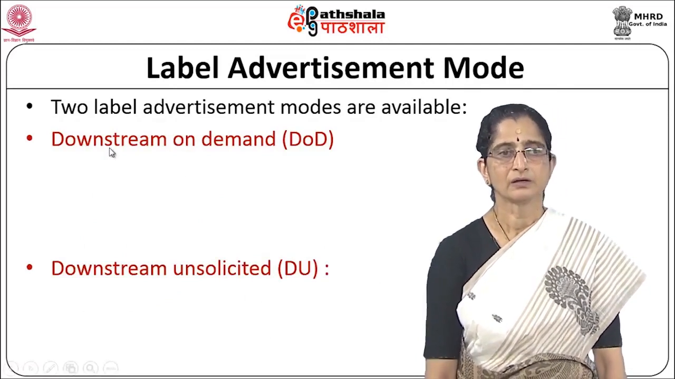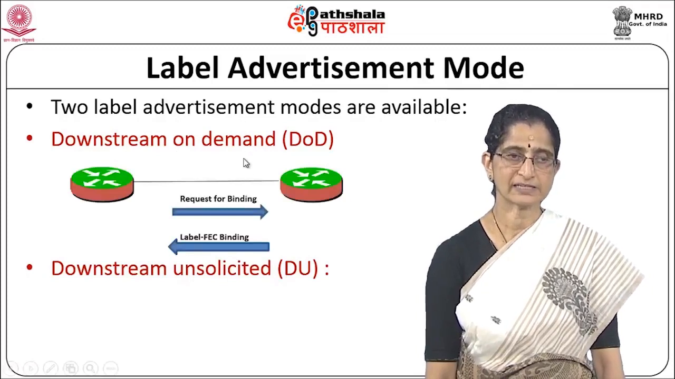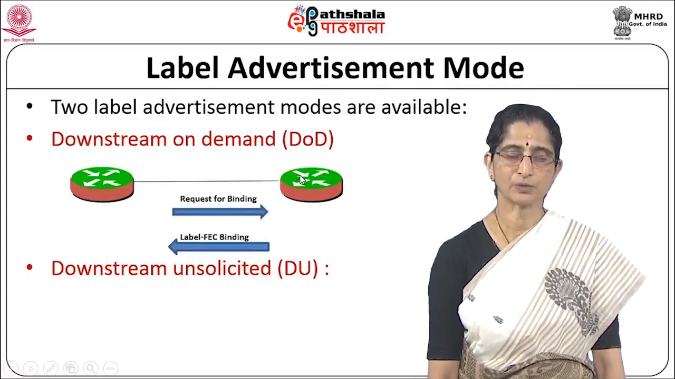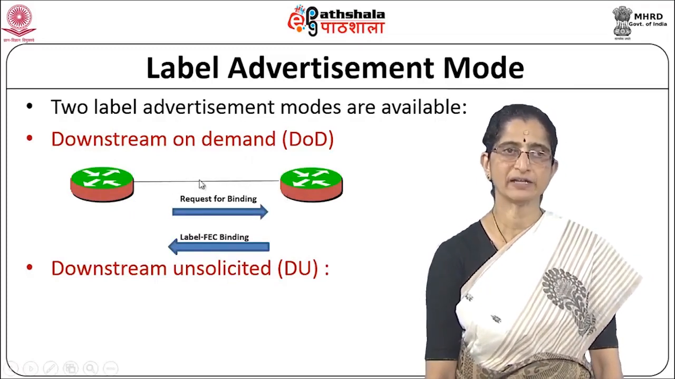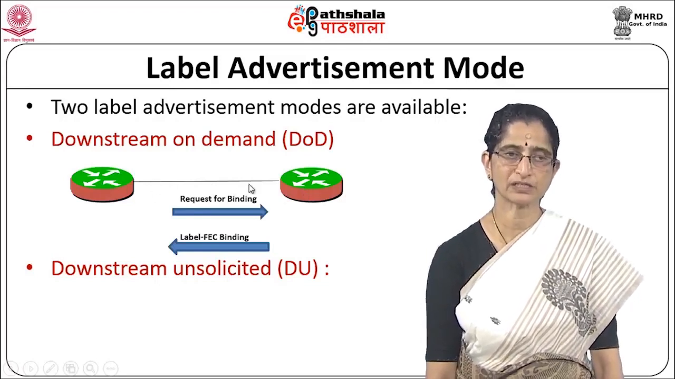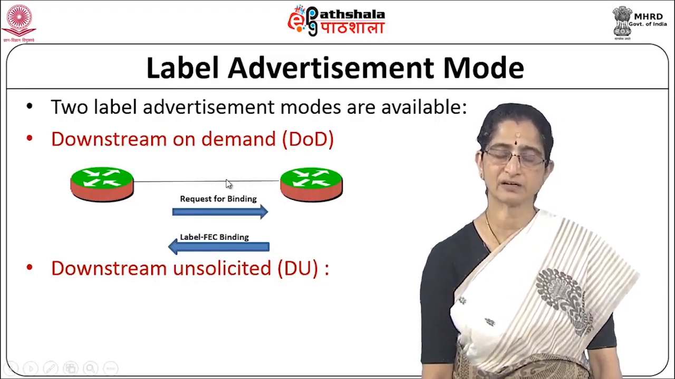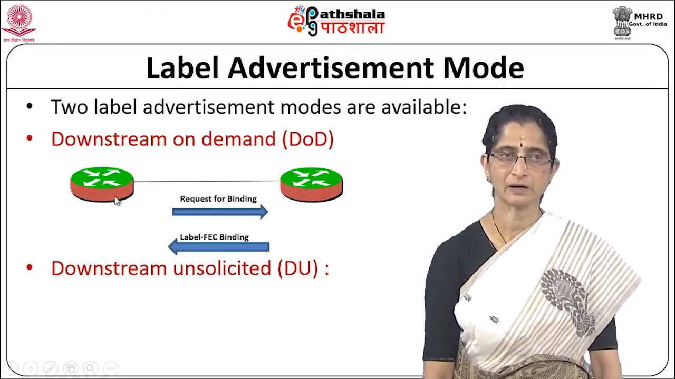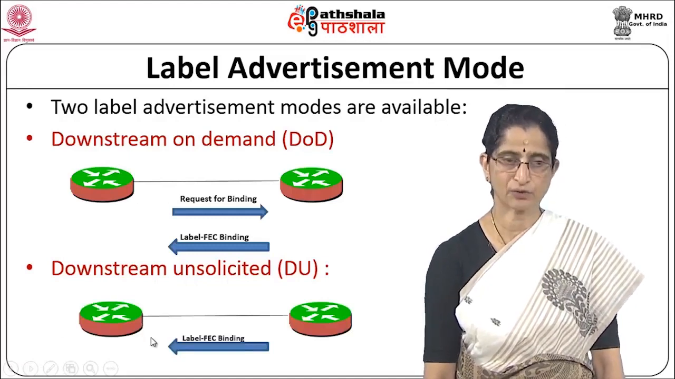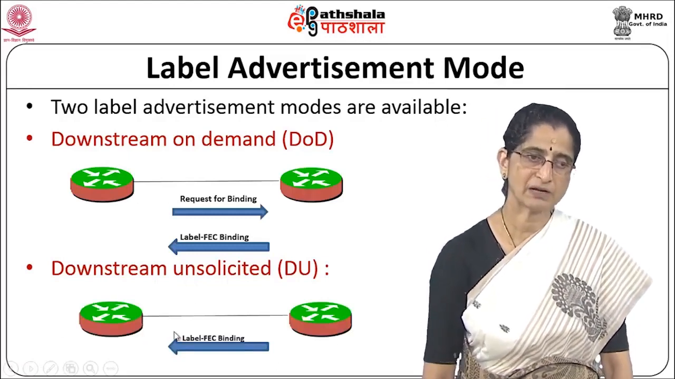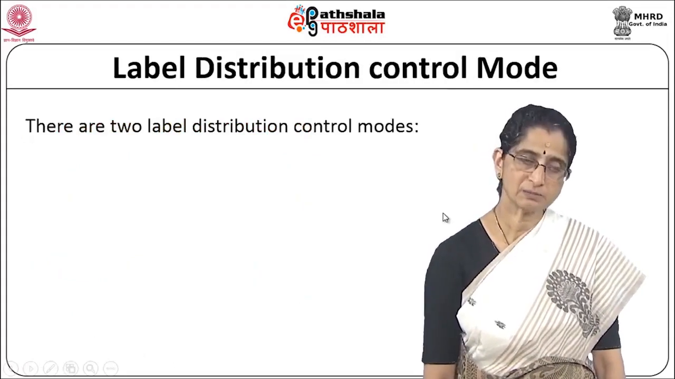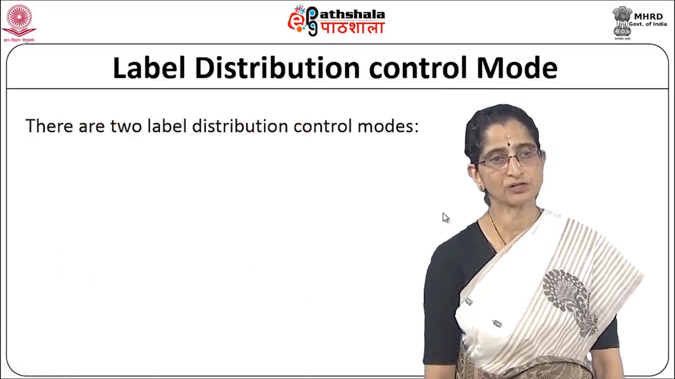Now what downstream on demand indicates is that when an upstream router receives a request for binding from a downstream router, then it will send the label FEC binding for it. Okay, that's called on demand. Only when it gets a request, it will send the mapping. Downstream unsolicited says that even without the downstream router asking for it, not soliciting information, the label FEC binding will be sent by the upstream router to the downstream router. Similarly, there are also two label distribution control modes.